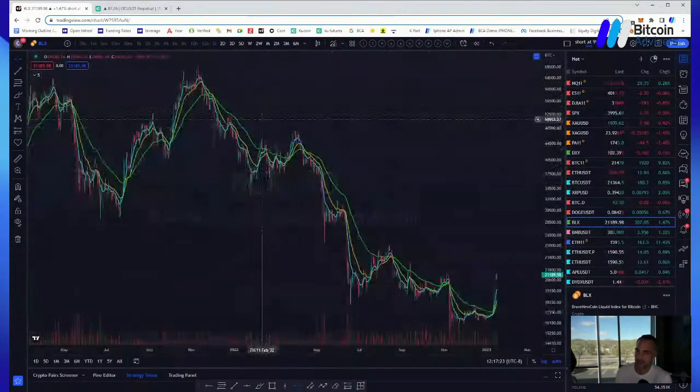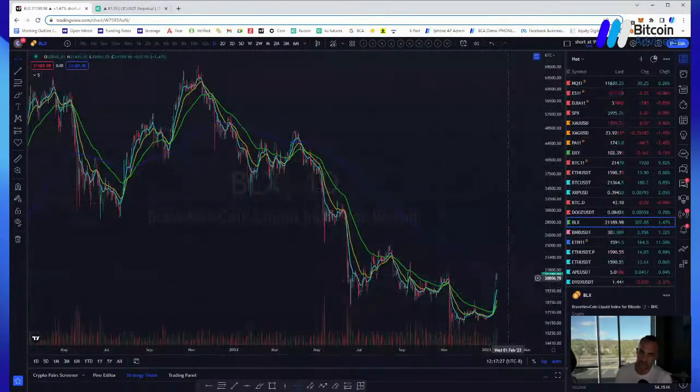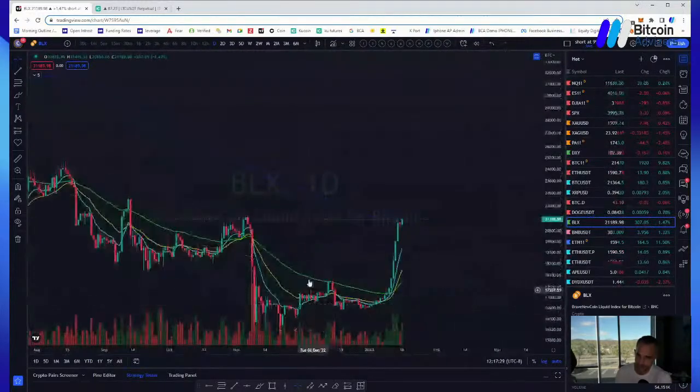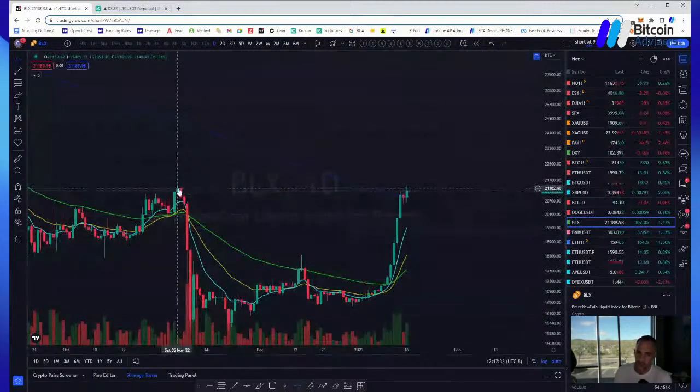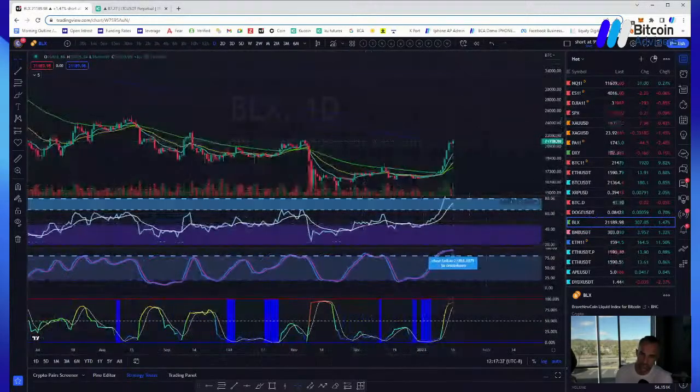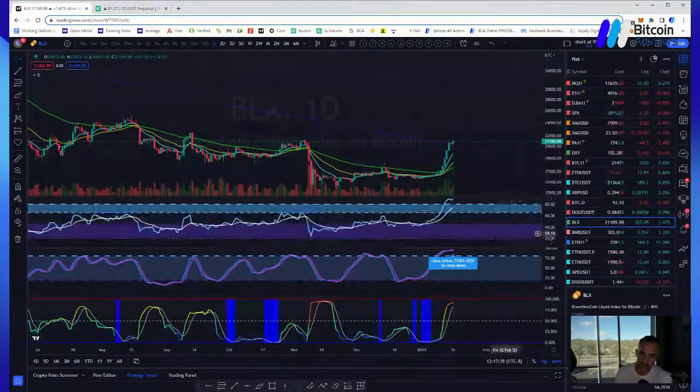As a matter of fact, we're still in a strong death cross. The last death cross came in right here. So the big question is right now, lower high or not? Are we going to pull back first, or are we going to keep onwards and upwards?